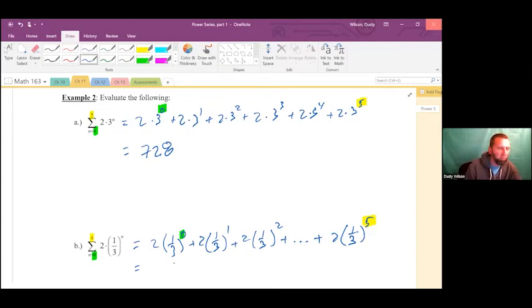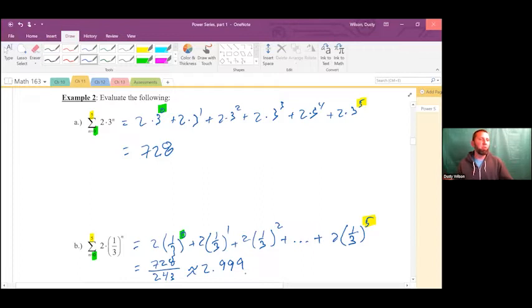So this is approximate, so there's all those fractions. Let's see if it'll turn it into a fraction. So it's actually 728, interestingly enough the same numerator, over 243, or approximately 2.999. Getting pretty close to 3.